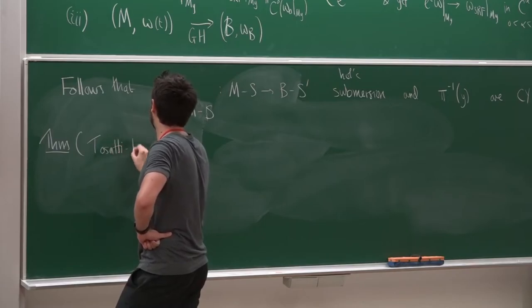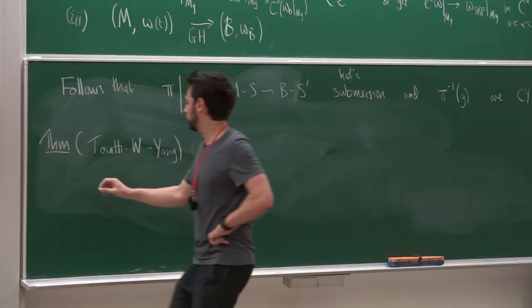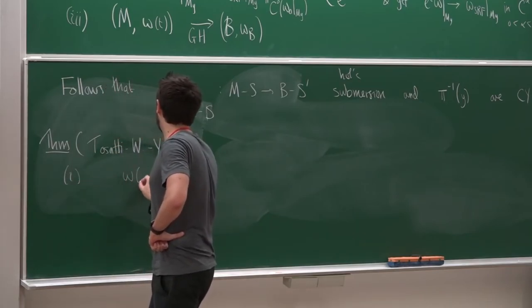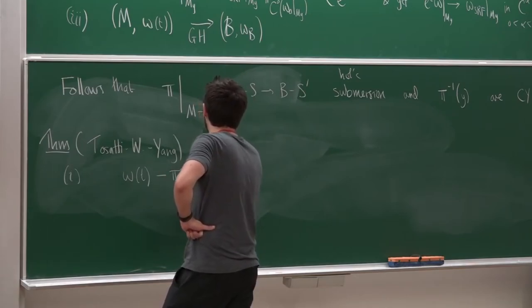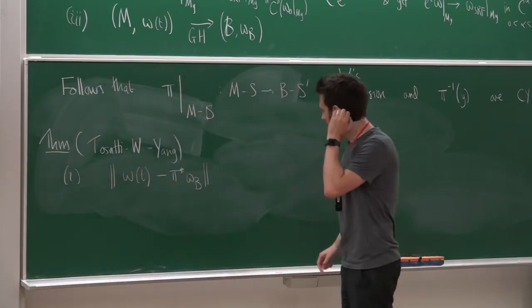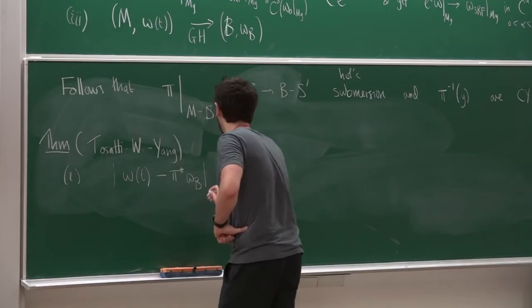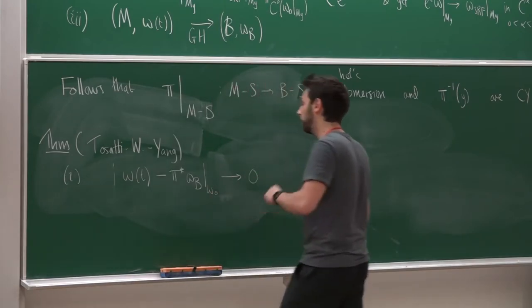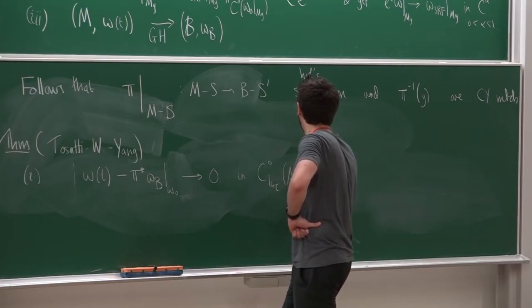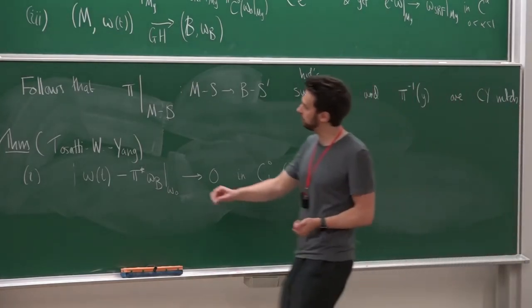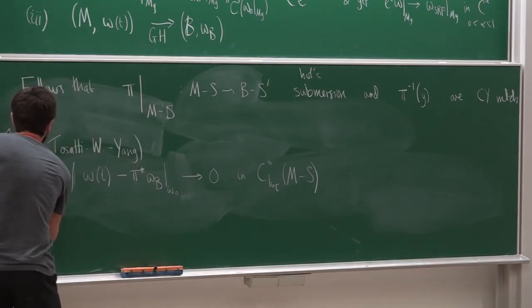So our result in this case is, of course, a little bit weaker. It is as follows. So what can we show? Well, we show that omega t minus the pullback of omega B, with respect to omega naught, will tend to zero in C0 loc, on compact subsets of M minus S. So you just get convergence on compact subsets away from the singular set. And we actually lose the exponential convergence in this case.